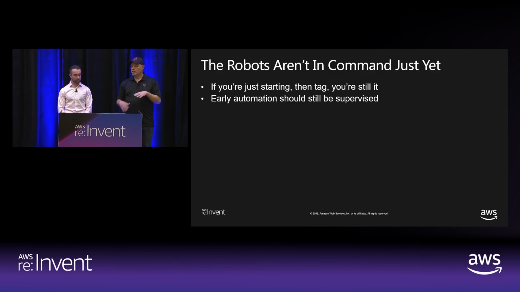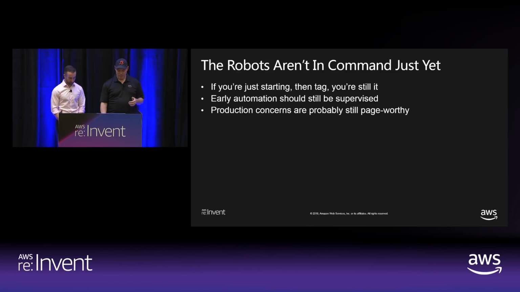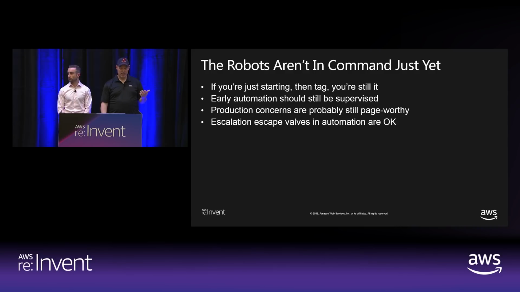Your early automation that you devise, you should probably still run that in a very supervised fashion, so the robots aren't in total control. You need to keep an eye on things. Anything that is a production concern with your automation, production environments are a high priority, and so they may still be page-worthy for you. You may not want to automate fully there. You may want to escape out and actually contact a human. And so the escape valves that you have to escalate to humans, those are absolutely okay.